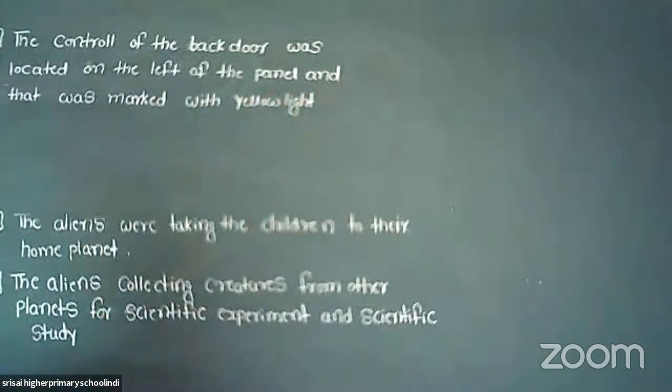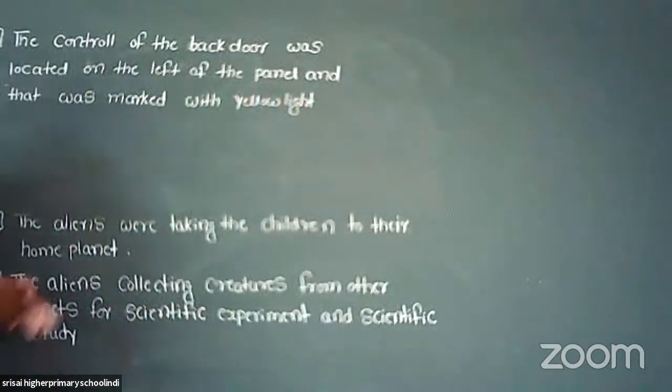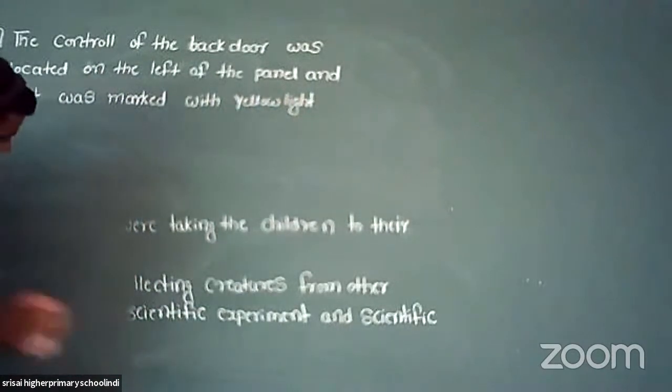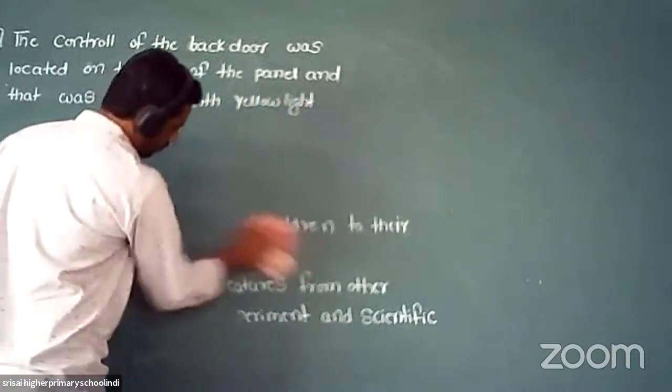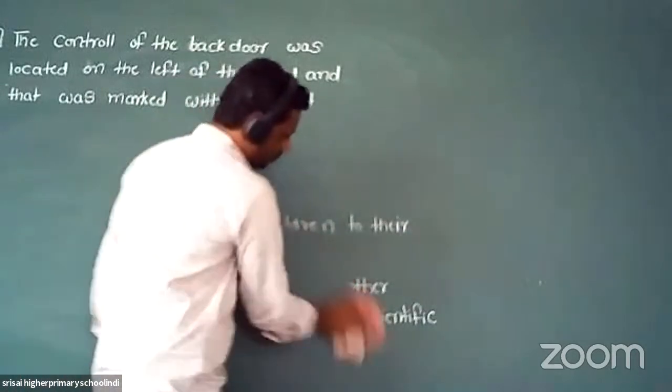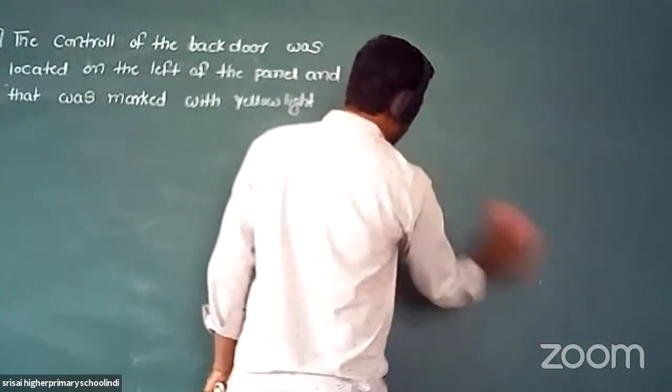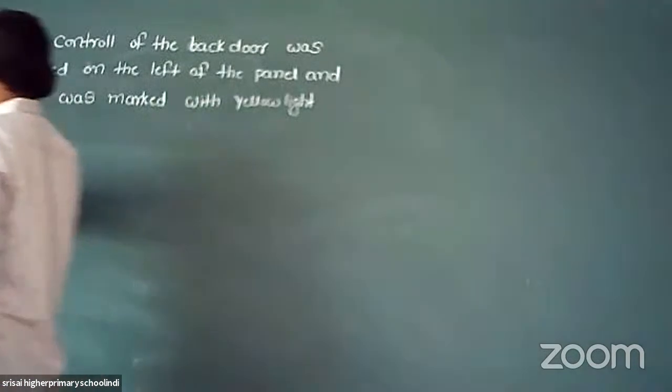Okay, last one, 15th one in the first main. After sending all others out of the spaceship, how did Pete and Glenn manage to escape from the aliens?